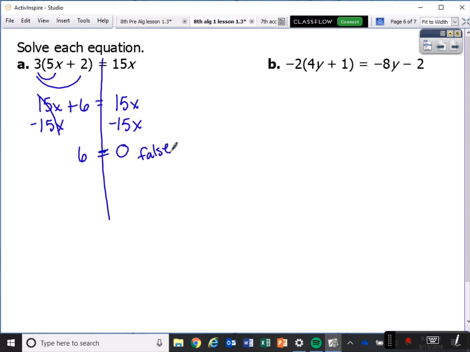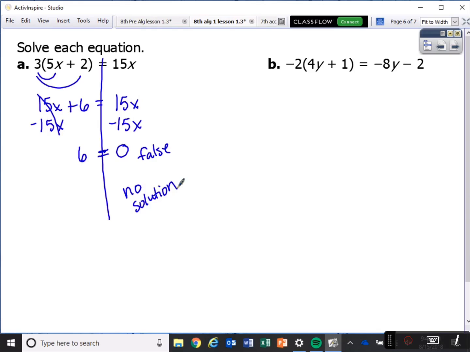So it's not a right problem. So the answer is no solution. Oh yeah, we had this last week. I kind of remember that. Yeah. All right, so no solution. That means you will never be able to find a number for x that will make this work.